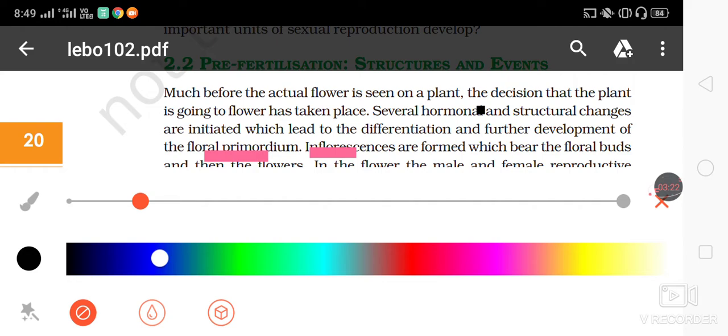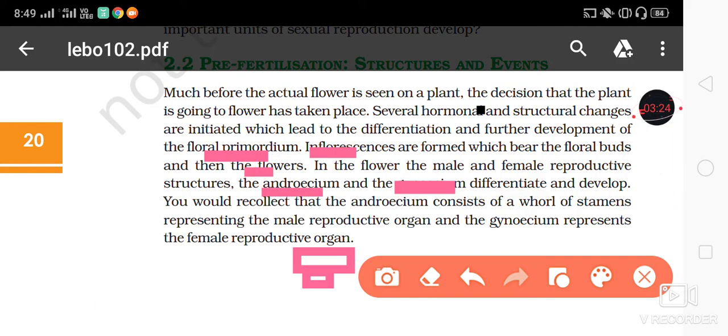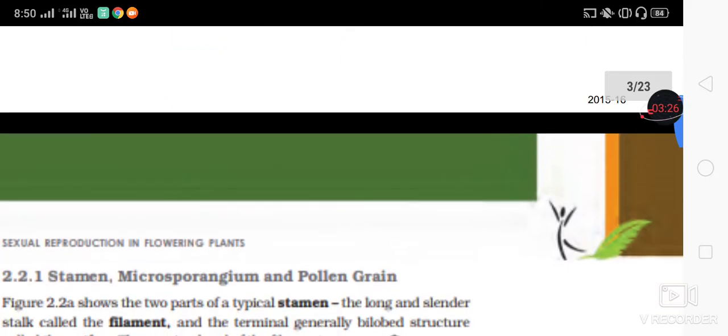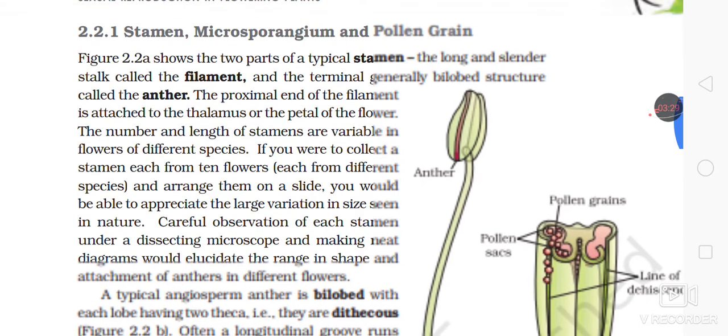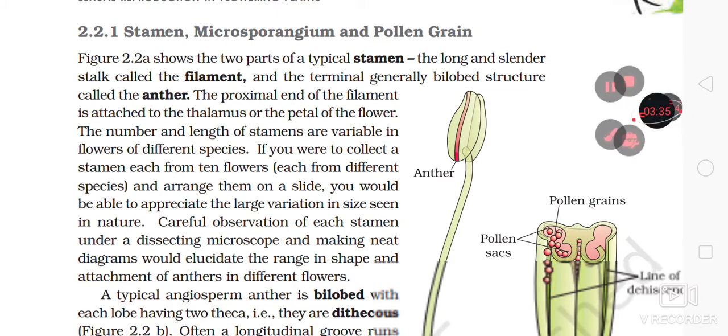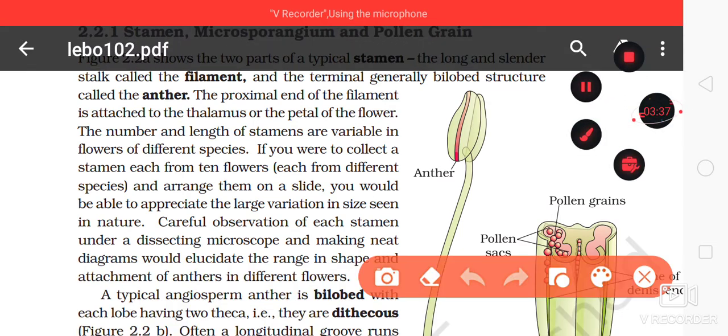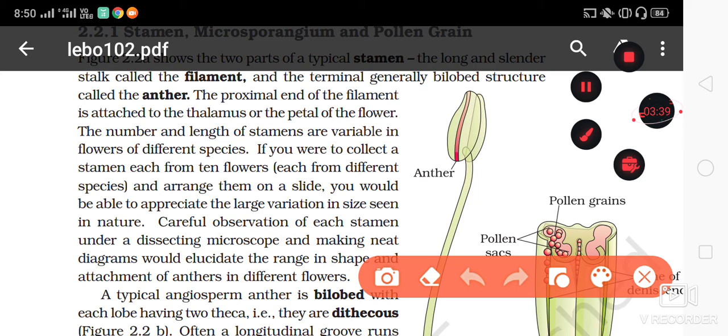Okay, so let's move forward. Stamen, microsporangium and pollen grain. Just a second, let me take a marker so that we can mark properly. Okay.